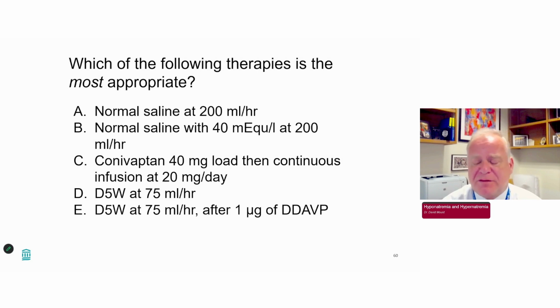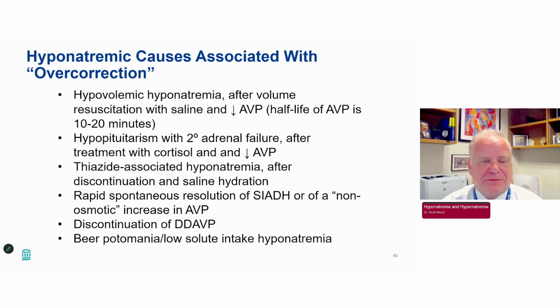So this was in the 2000s, where it was a little bit nervous about giving DDAVP. But we can just sort of cut to the chase and say that DDAVP at some rate of a D5 is the appropriate management here if you've overcorrected.